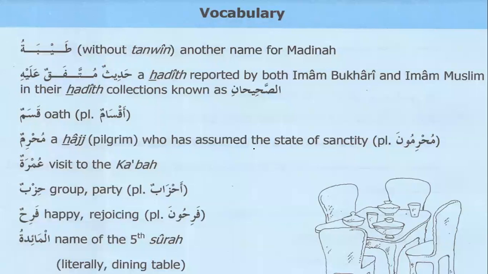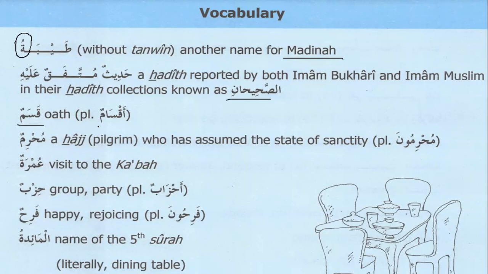Now we move on to the easier part, hopefully, the vocabulary part. We have discussed about this. So, طيبة ممنوع من الصرف without tanween, another name of Madinah. حديث متفق عليه, a hadith reported by both Imam Bukhari and Imam Muslim in their hadith collections known as As-Sahihan.